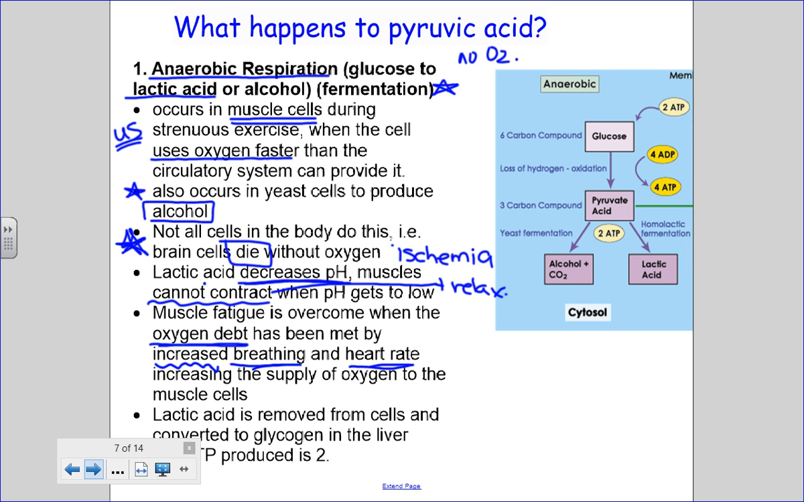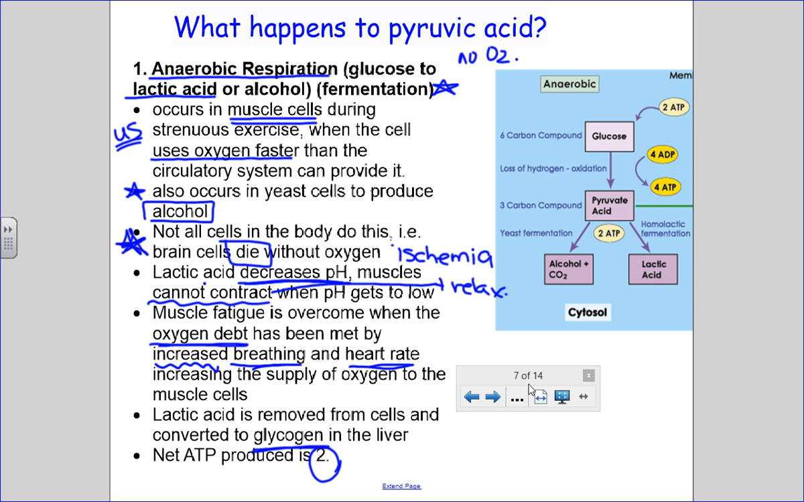Now, lactic acid is not useless. Your body doesn't do things that are useless. Lactic acid can be converted to glycogen, which we know is a storage form of glucose, and I still get 2 ATP from this process. So I'm not getting nothing, I'm just not getting as much as I otherwise would have.